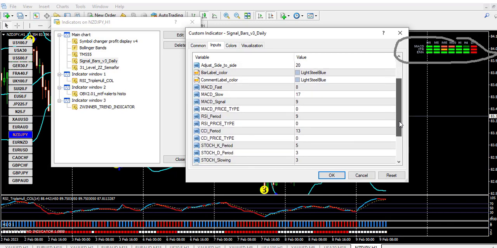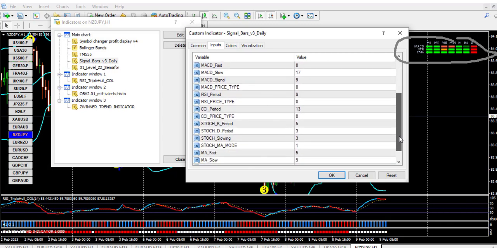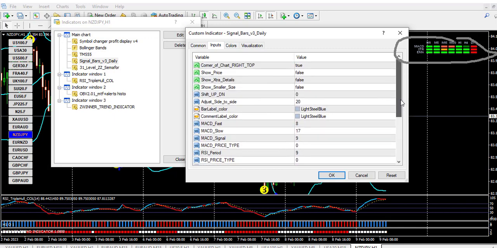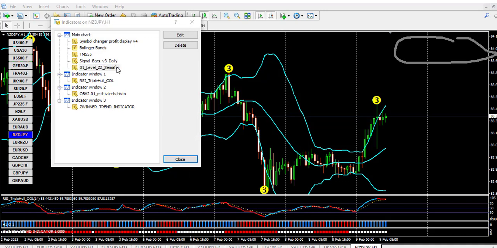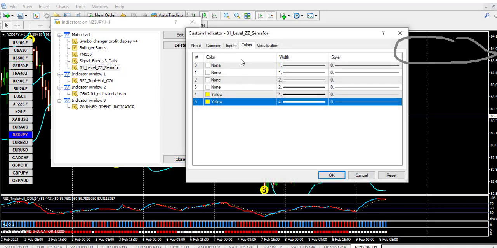MACD_fast. These are the settings. Just pause it and set it up. All right, so you do not need to change anything here. Just click OK. And the other indicator here on the main chart is the semaphore indicator.